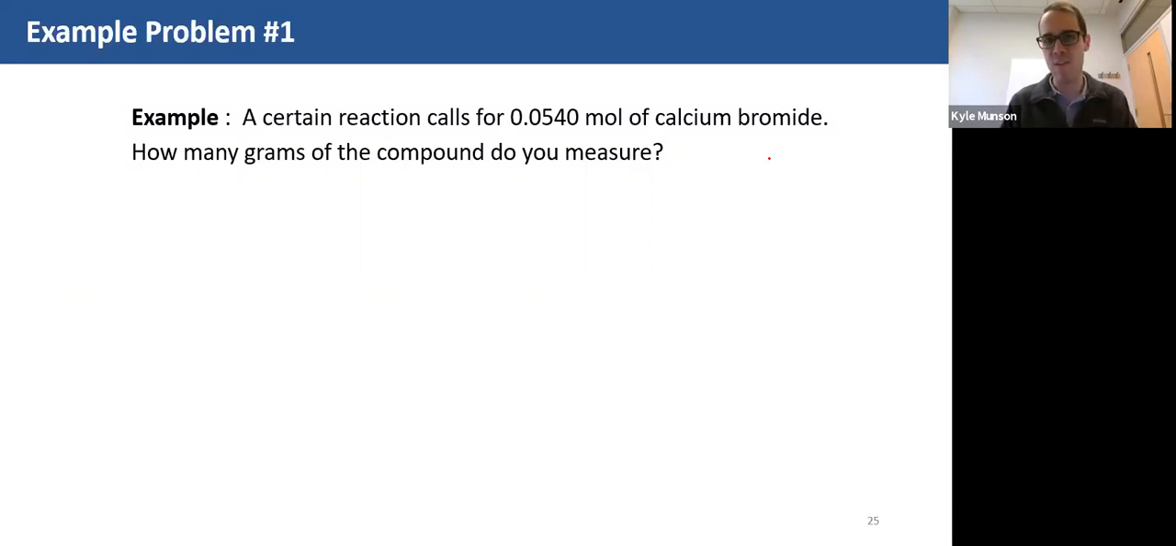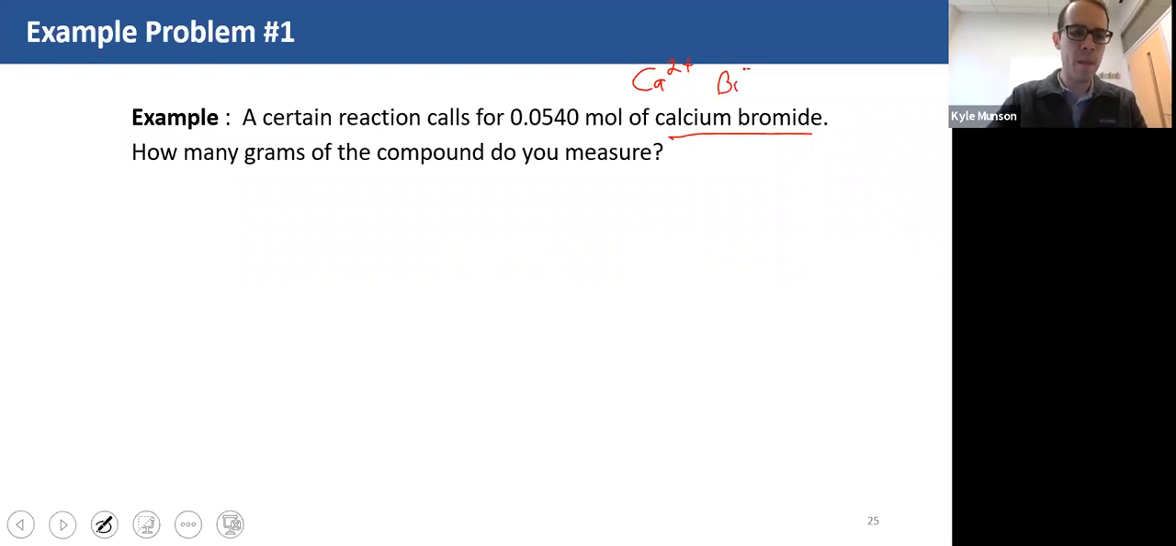Well, the first thing we need to do, like we've been talking about ionic compounds and writing down their formulas, is write down the formula for calcium bromide. So we have the calcium ion and the bromide ion. Once again, we cross the charges. So we have calcium bromide. Okay, that's its formula. And now that we have its formula, we can go in with the problem and do dimensional analysis.